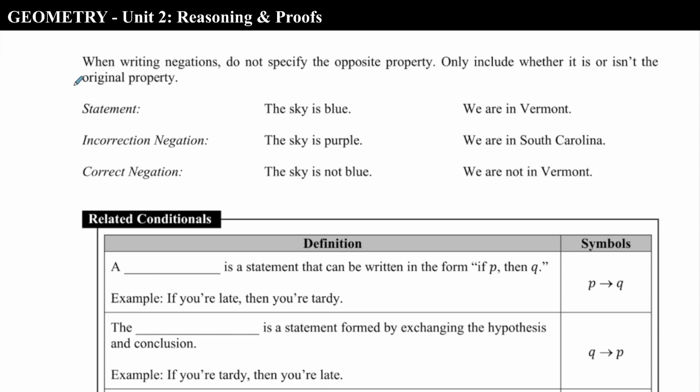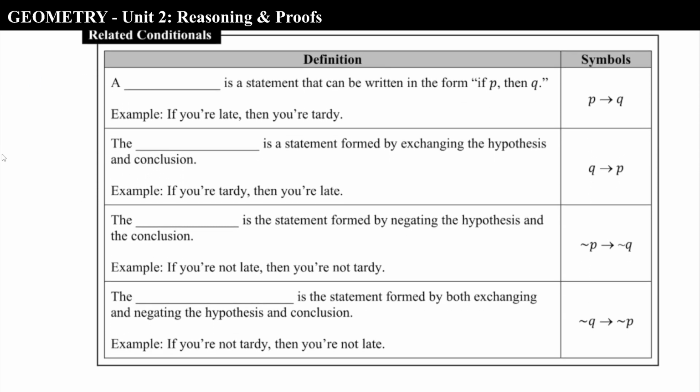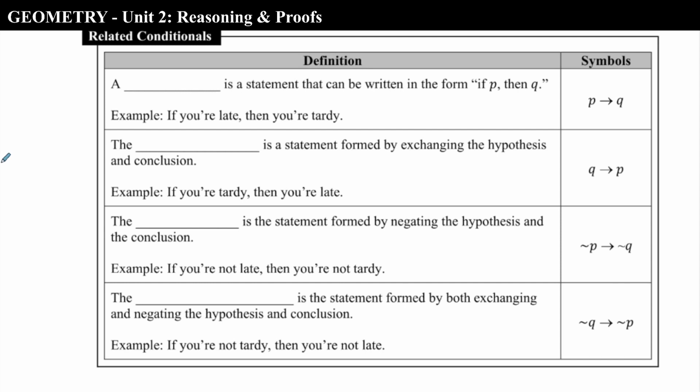That's the negation. Let's talk a little bit about related conditionals. So we have already talked about a conditional being a statement that can be written in the form of if P then Q. Okay? That's what we've already been talking about. So for example, if you're late, then you're tardy. That's a conditional statement. If you're late, that's your hypothesis, then the conclusion, you're tardy.